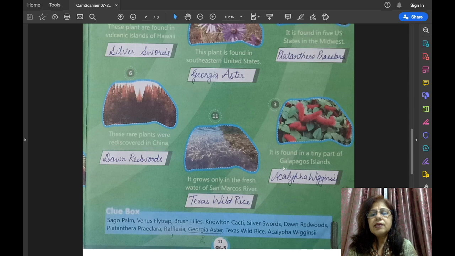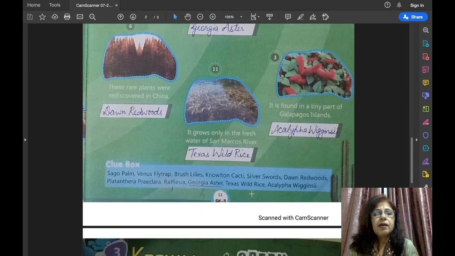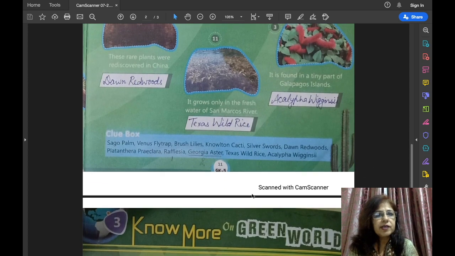So this is Eclipta wigginsii. It is found in a tiny part of the Galapagos Islands, and its name is Eclipta wigginsii. So this was the end of the first lesson.